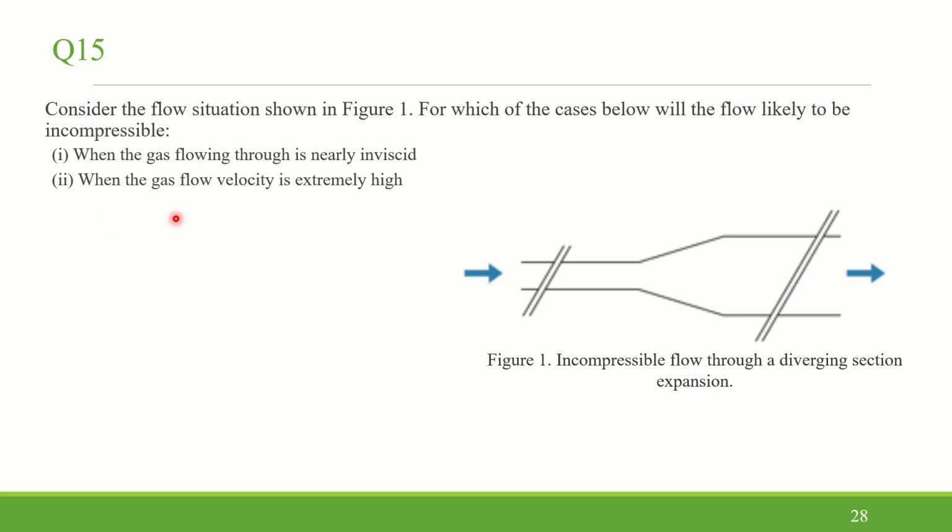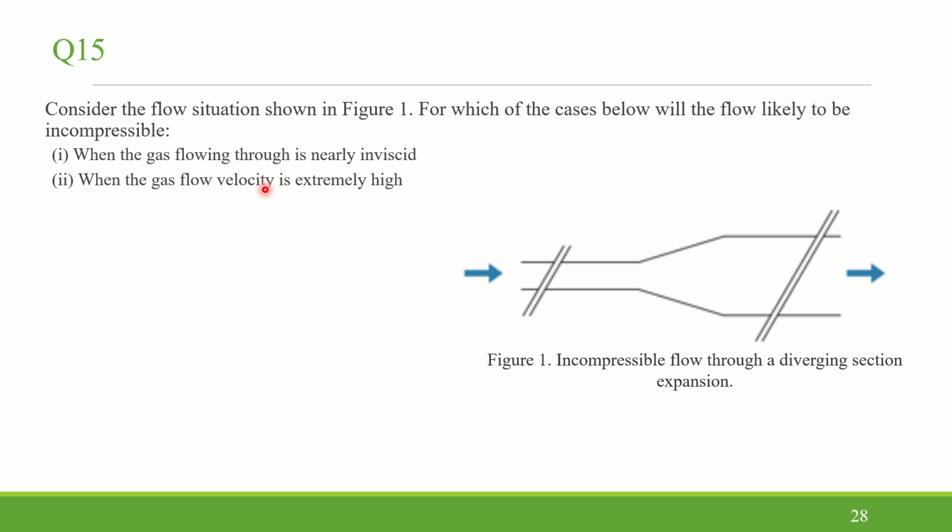Okay, almost similar question to what we saw previously. So consider the flow situation shown in figure 1. So this is figure 1, and for which of the cases below will the flow likely be incompressible? Option 1, when the gas flow through is nearly inviscid. Second one, when gas flow velocity is extremely high.